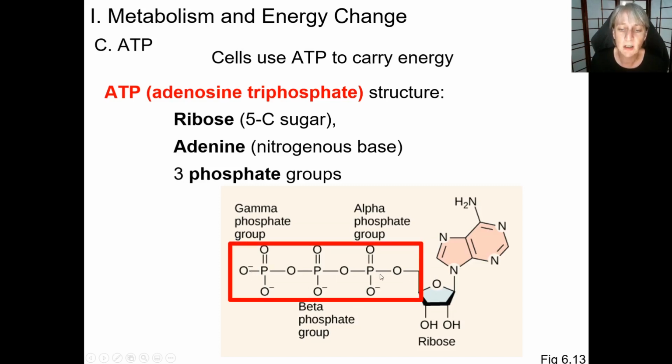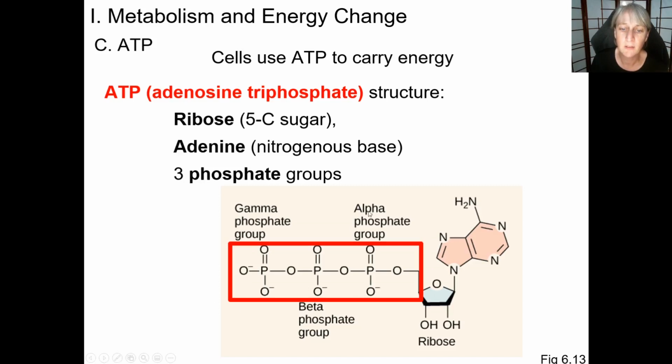There are 3 phosphate groups attached to my adenine and my ribose. What do you know about phosphate groups? What's their polarity? Are they polar or not polar? Are they hydrophilic or hydrophobic? What about, are they acid, base, or neutral? And are they charged? This phosphate group is a charged, acidic, polar, hydrophilic functional group.